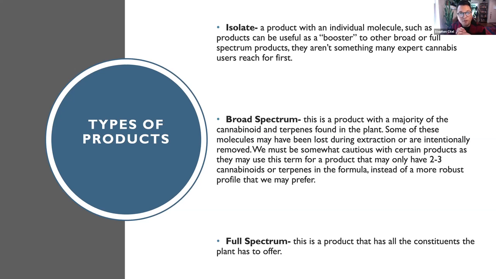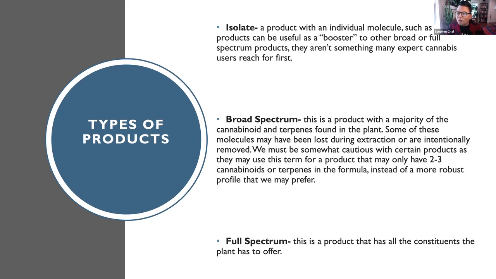Then we also have broad spectrum products. Broad spectrum products are typically products that have most of the phytocannabinoids and most of the terpenes and even flavonoids in them. These particular products can be a little bit tricky as far as marketing. So, technically a broad spectrum is any product that has more than just one particular phytocannabinoid in there.